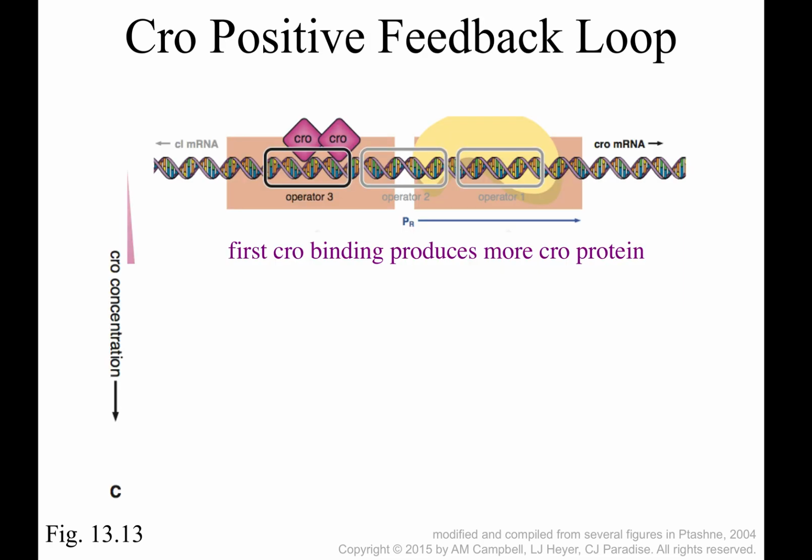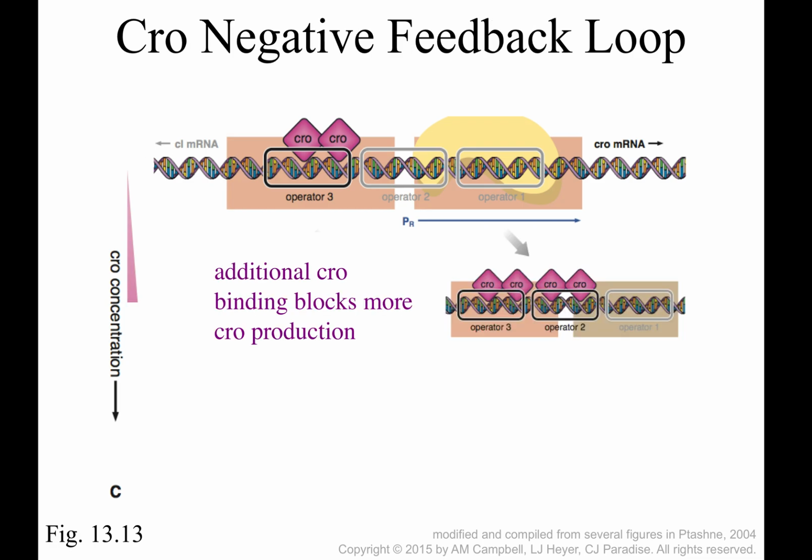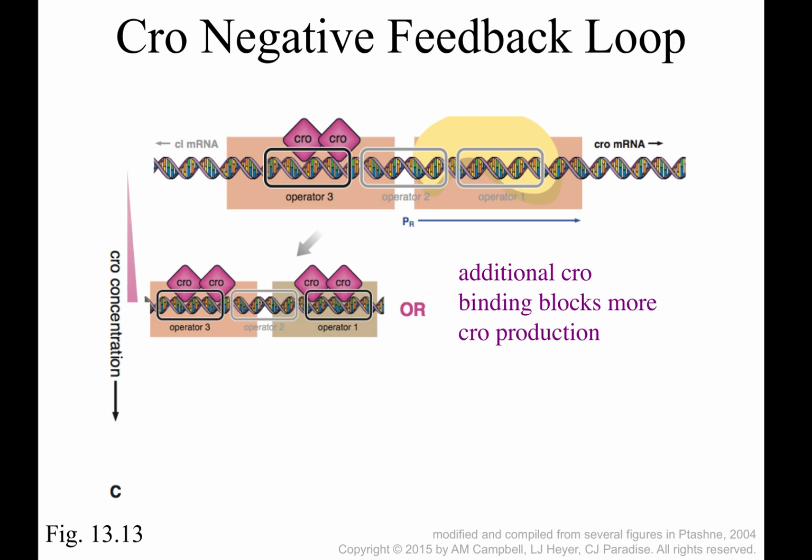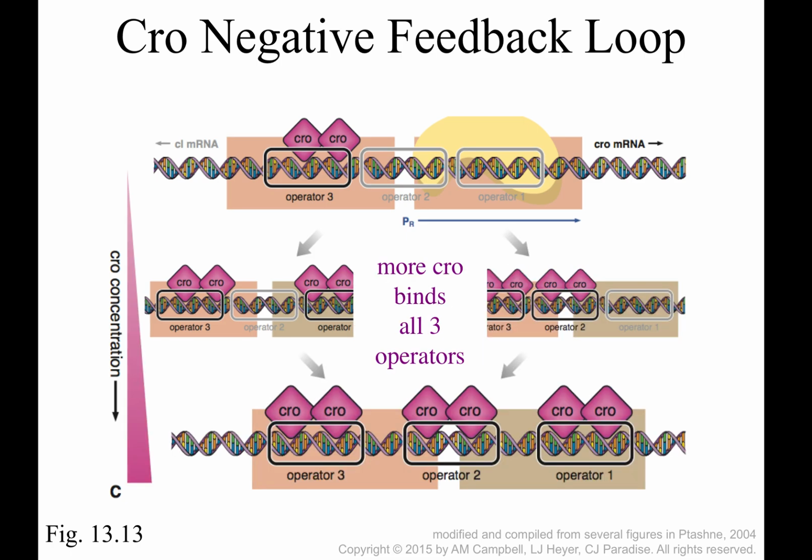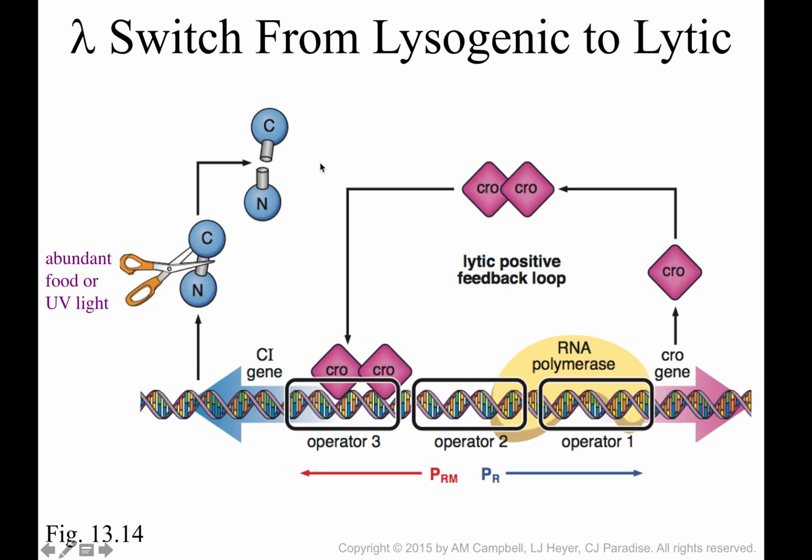Okay? And just like with CI protein, it depends on how much you make. So at first, you make a little bit of CRO protein, binds to operator 3, and stimulates the production of more CRO mRNA. Now more CRO protein gets made. Operator 2 gets some bound to it, and then even more CRO protein could bind to operator 1. Both of that will block more CRO production. Okay, so this also has a feedback loop in that if you make too much, it'll shut it off, but just a little bit, and it'll stimulate it. Okay, another feedback loop.